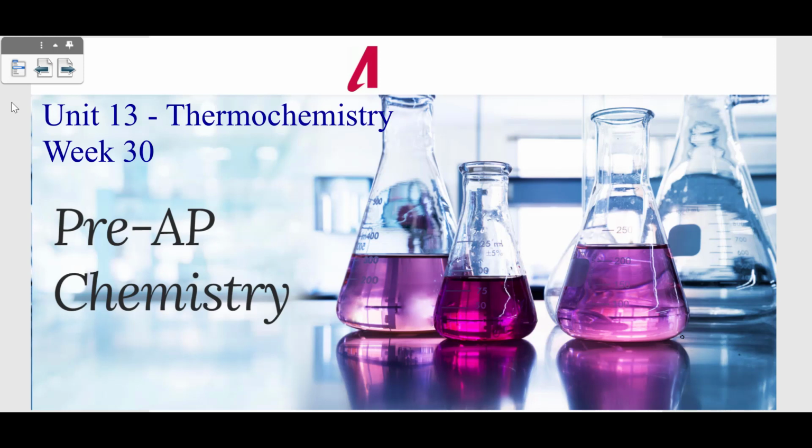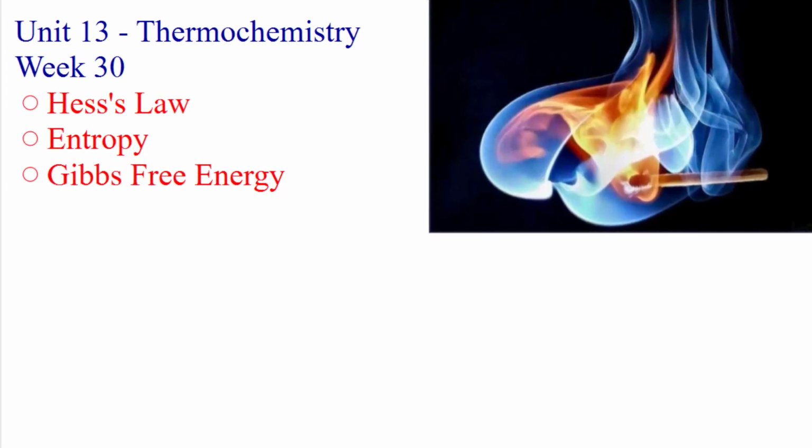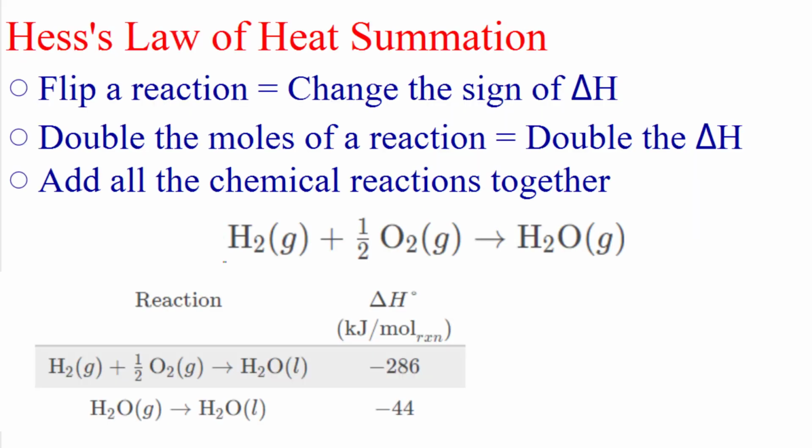This is week 30 for Unit 13 Thermochemistry, and this is pre-AP Chemistry. What have we taken a look at in thermo so far? We've taken a look at exothermic, endothermic. We've taken a look at calorimetry and an experimental way to find the enthalpy. We've taken a look at the enthalpies of formation, products minus reactants. We've looked at bond enthalpies. And last but not least, we're going to look at Hess's law to calculate the enthalpy. We'll also look at entropy and Gibbs free energy.